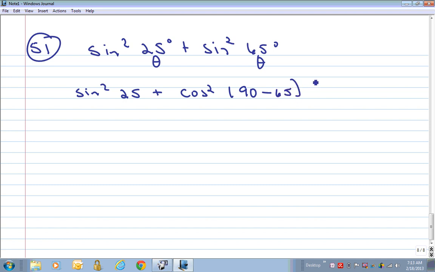And why would I do that? Well, let's see. If I have sine squared 25 plus cosine squared, 90 minus 65 is 25, I believe. That would be the reason I did that. And we have a sine squared and a cosine squared, which we know to be 1. And since theta is the same, it's like that's a theta and that's a theta. And since they're the same, we do know the Pythagorean identity, when we have a sine squared plus a cosine squared, I hope you know, is 1.